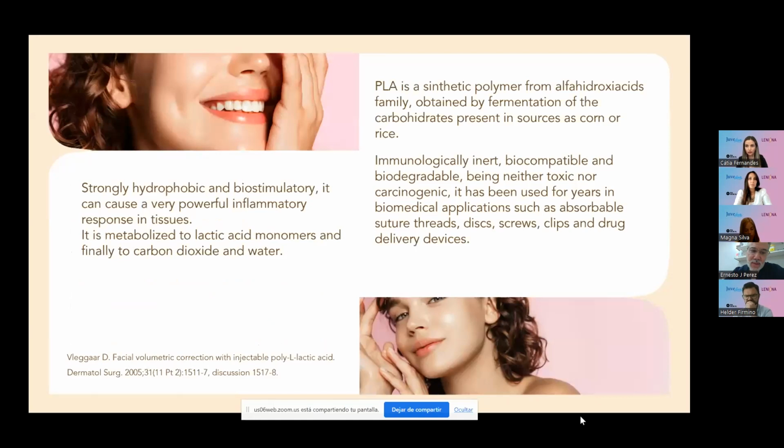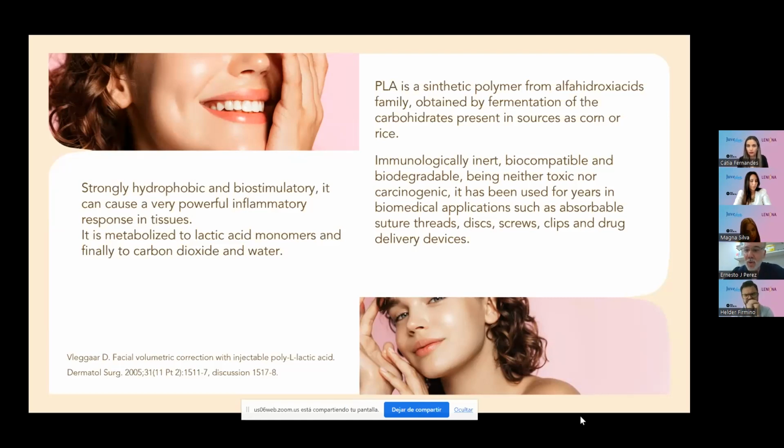Polylactic acid is strongly hydrophobic and biostimulatory, and it can cause a very powerful inflammatory response in tissues. The way it is metabolized is very well described in all of the papers. It is metabolized to lactic acid monomers and finally to carbon dioxide and water, without any kind of residue in the body of the patient.